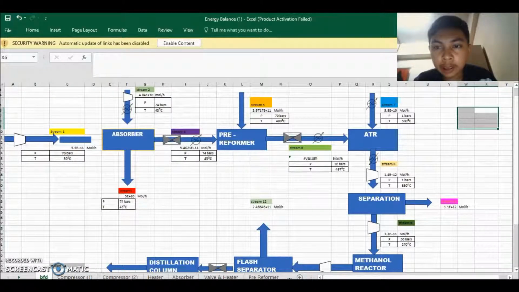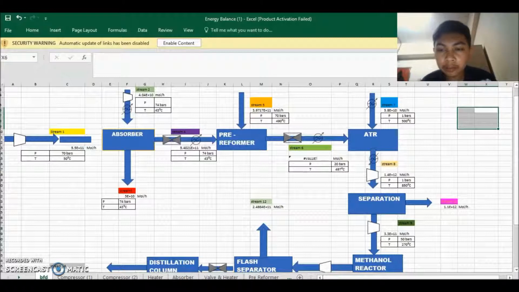From the ATR, the temperature going in is 815 and going out for the separation is 217. So we must use the cooler to reduce the temperature. After that, we use the compressor to increase the pressure from 1 bar to 15 bar. Then after we finish calculating the separation, we calculate for the methanol reactor.